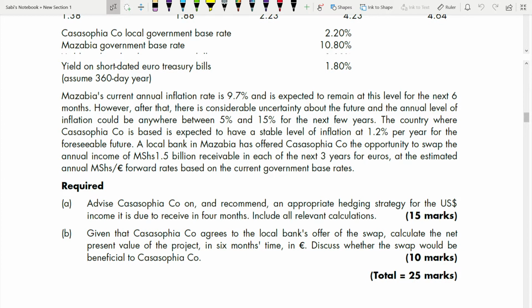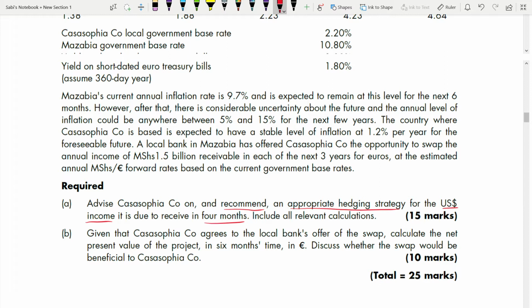Part A, there are only two requirements. A, advise Casasophia company on and recommend an appropriate hedging strategy for US dollar income. It is due to receive in 4 months. Include all relevant calculations. So here it is a US dollar income and it is for 4 months, and you need to advise and recommend an appropriate hedging strategy. This type of question you are very familiar with because all the time we have been recommending an appropriate hedging strategy for a foreign currency income or a payment.